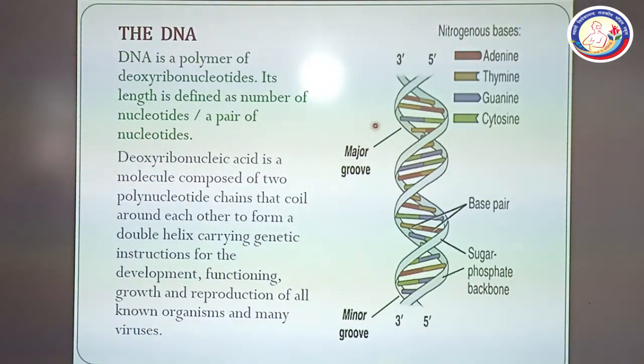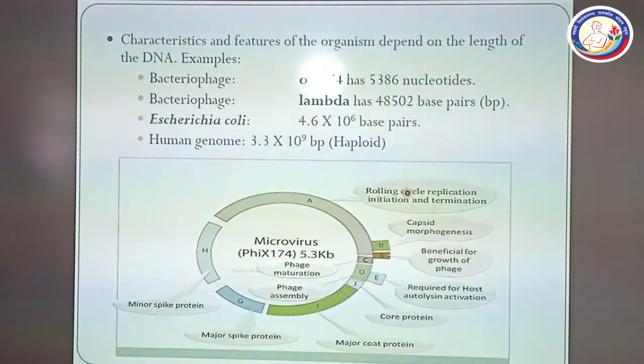You can see the red colored structures are the adenine, yellow is thymine, and then guanine and cytosine. And these are the two chains. This is the 3' chain and this is the 5' chain. On the left hand side this is the major groove. In alternate to the major groove there is a minor groove.